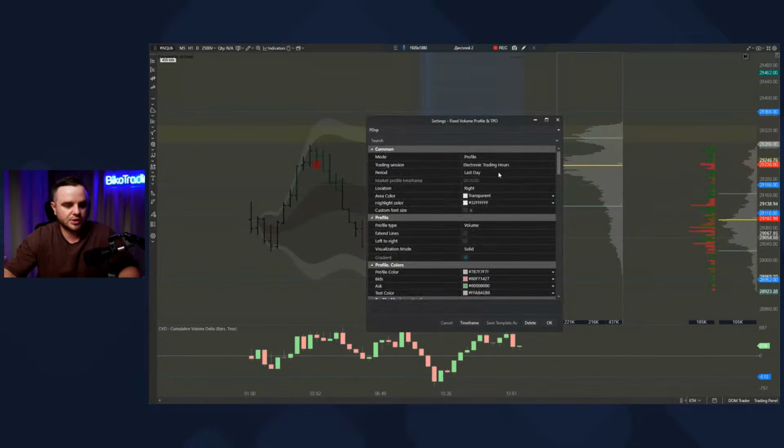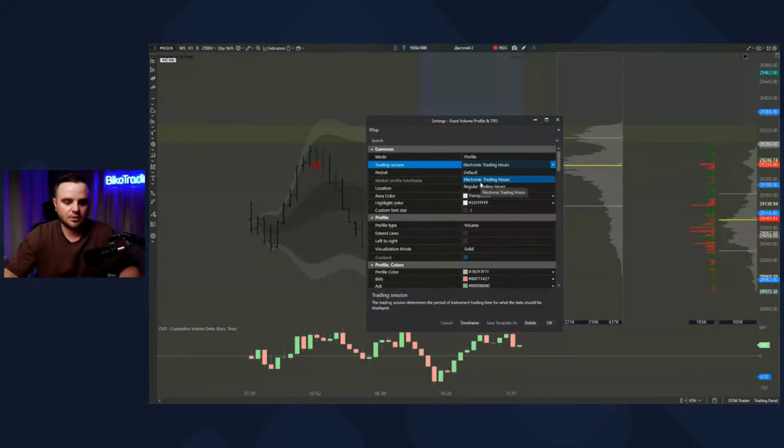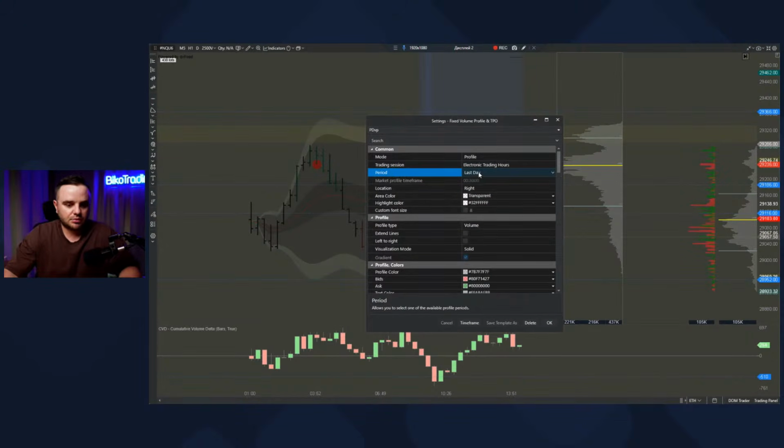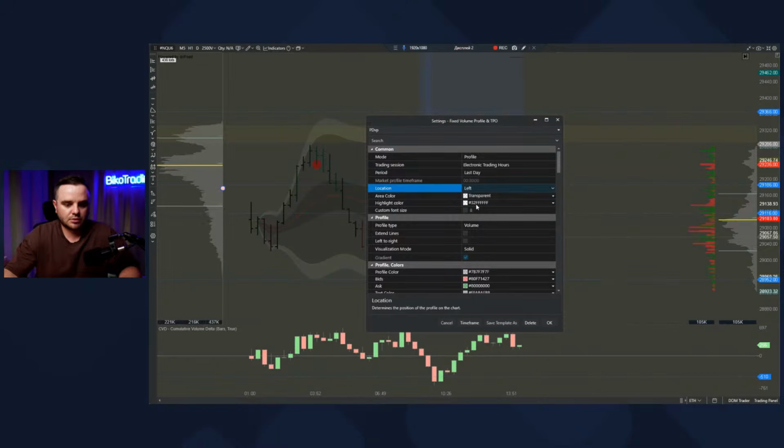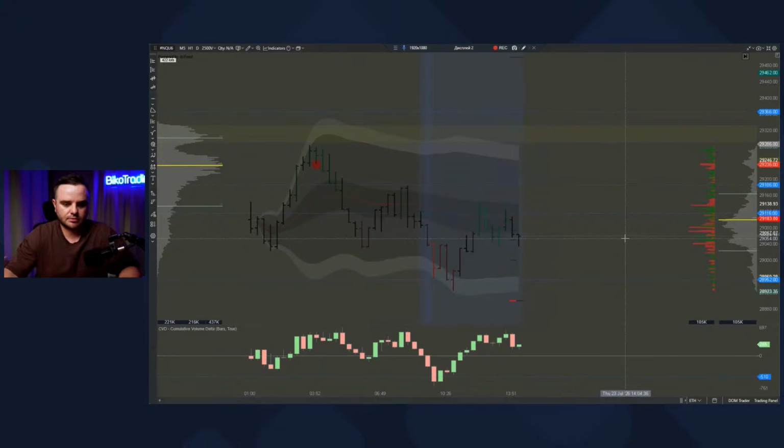You go to settings, you choose mode, profile, type of session. Electronic means from the daily opening. Regular is the New York session. After that, period, location, for example left, you can choose left to right and OK. And you can set up both of those indicators. Okay.